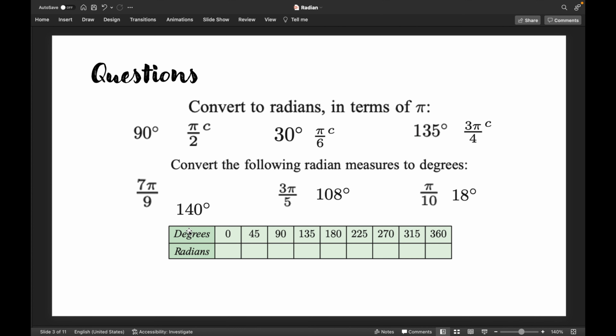Now take a couple of minutes to solve the next one. You have to convert the following angles, which are in degrees, into radians. So take a few minutes and I will reveal the answers.